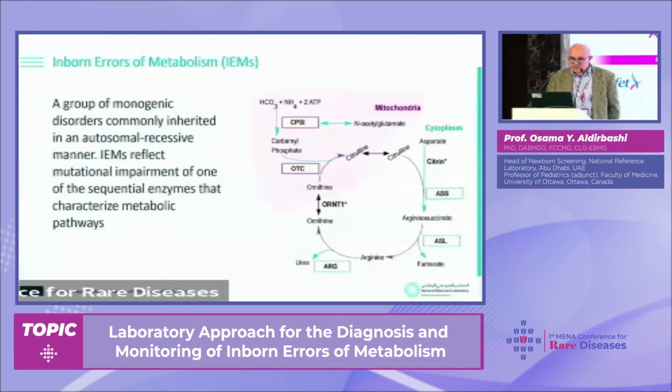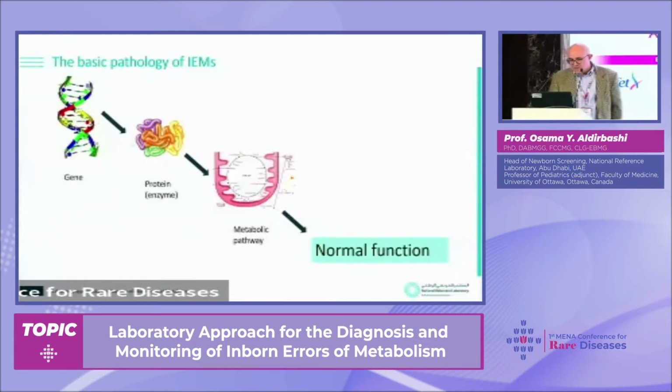Now, in molecular biology, the basic dogma or the flow of genetic information from gene to protein to metabolic pathway so that a normal function can occur is what makes us healthy. However, if the gene is defective and then the protein is affected so that a metabolic pathway is impaired, then the function will not be normal and the disease will express itself. So this is the basic pathophysiology of inborn errors of metabolism.